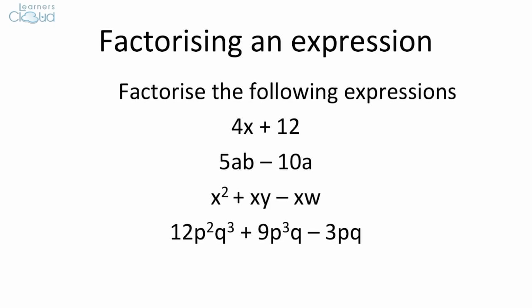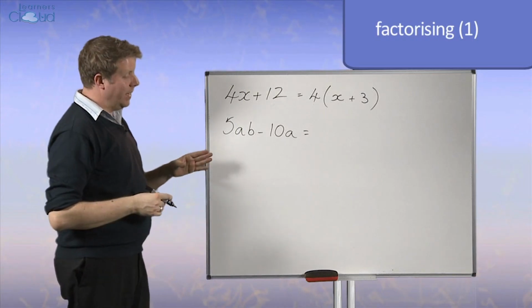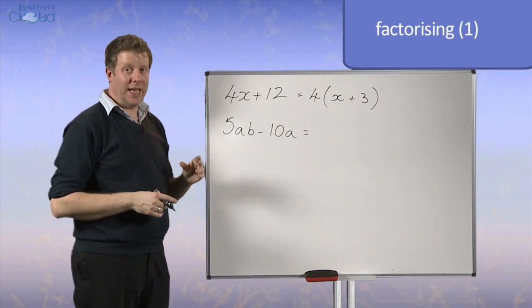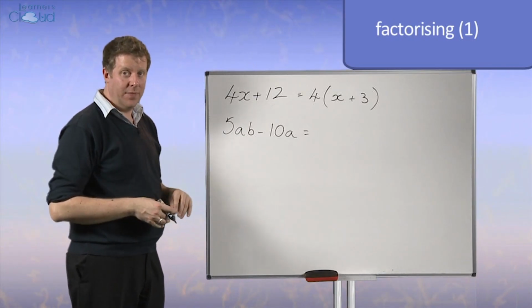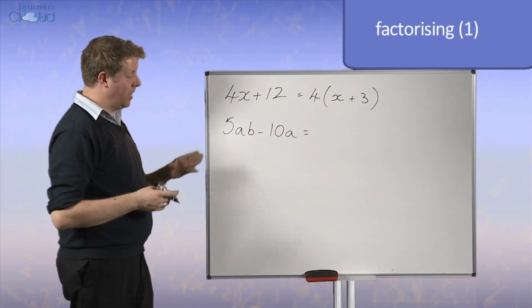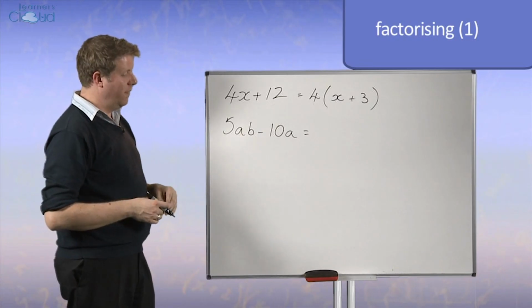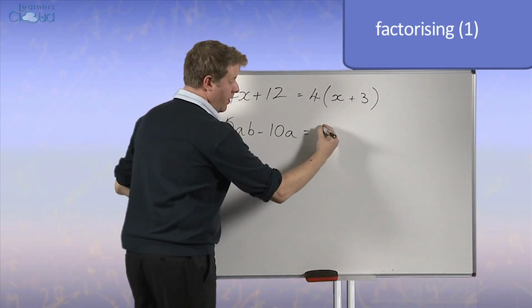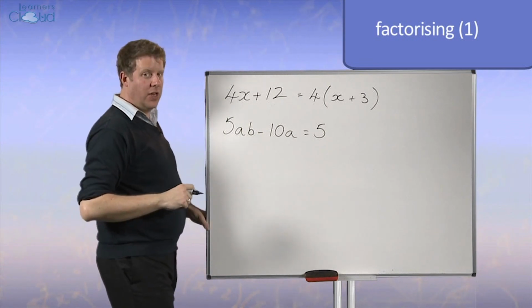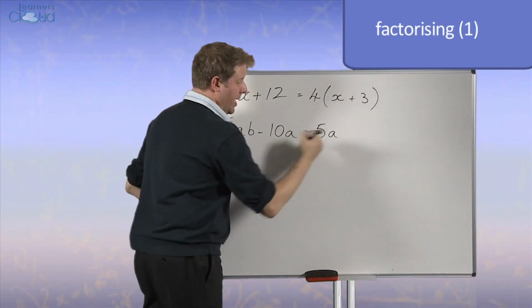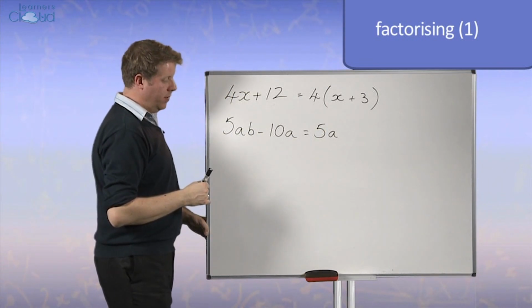Let's look at another one now. 5ab minus 10a. Now in this case, there's not just a number we can take out, but also a letter. And I'm hoping you can see that letter's the a. Let's take our number out first. The highest common factor of 5 and 10 is 5. And they also have an a in common. So I'm going to take out the a as well.